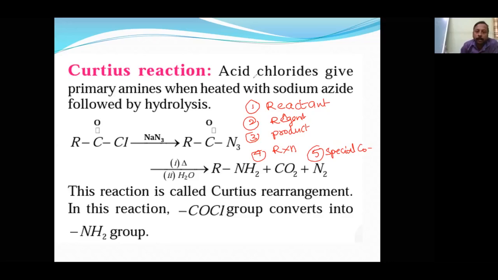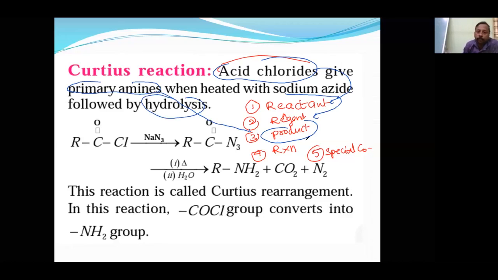Curtius reaction: acid chlorides give primary amines when heated with sodium azide followed by hydrolysis. But in the board exam, what will you write? The reactant is acid chloride. I will write this with blue color pointed out. Acid chlorides are the reactant. And the product is primary amines. The reagent is sodium azide and water. And the special condition is that hydrolysis should follow afterwards.